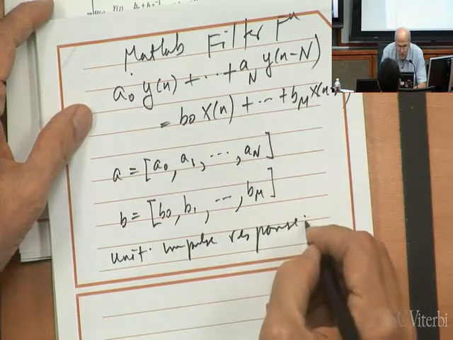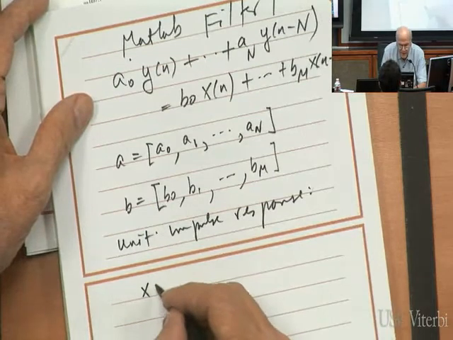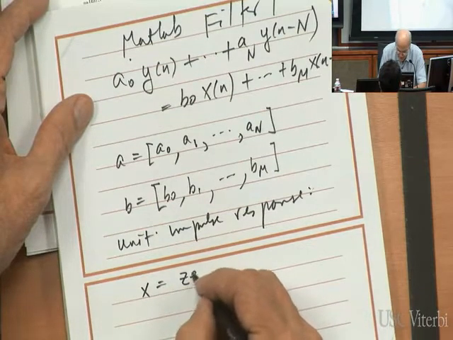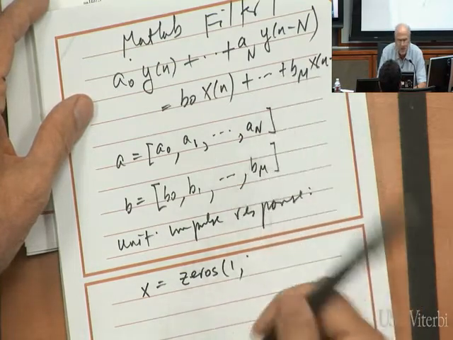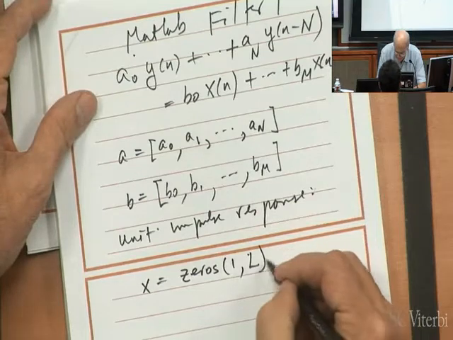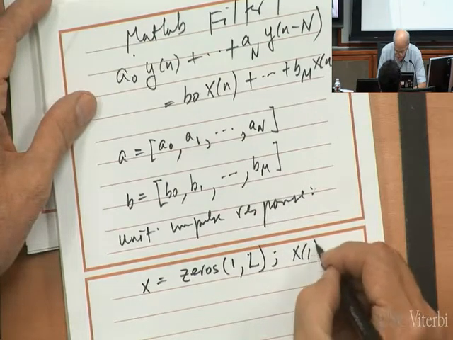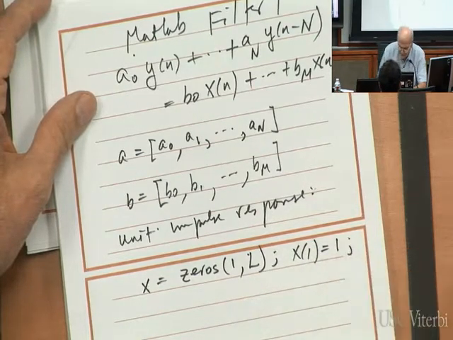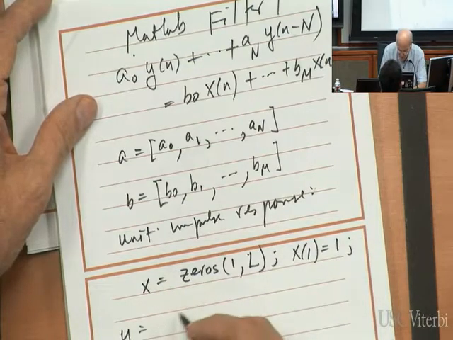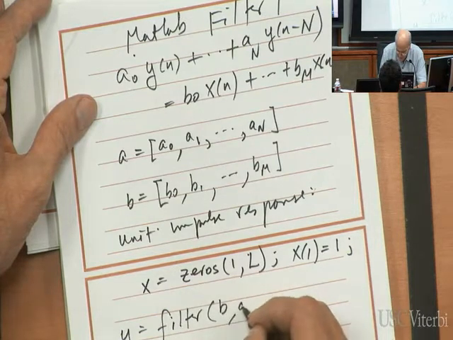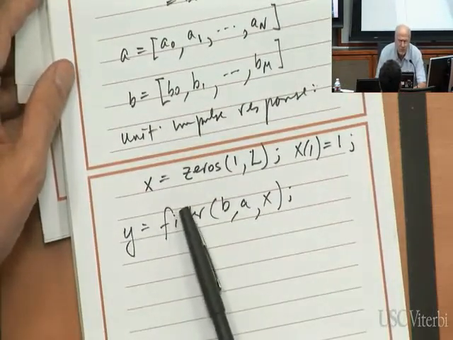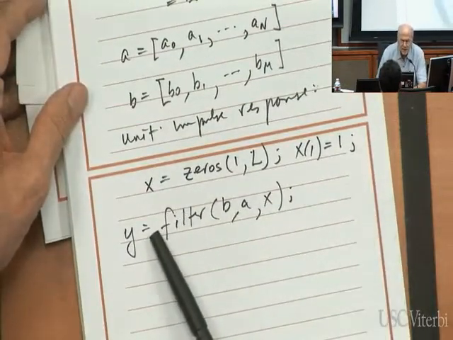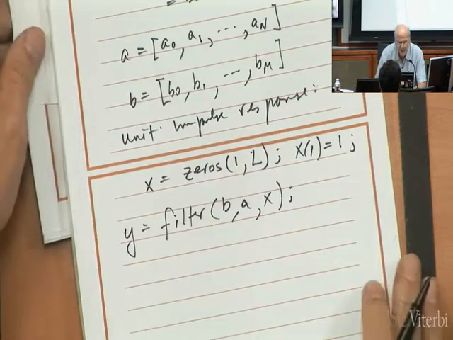Then what you would do is you first of all define x, and the way I do it, again, is zeros of 1 comma, well, I've already used n and m, let's use L, and then x of 1 is equal to 1, and then you just do y equals filter, b, comma, a, comma, x, and that will automatically produce for you the filter response in the output vector y. So it's useful to get used to it.